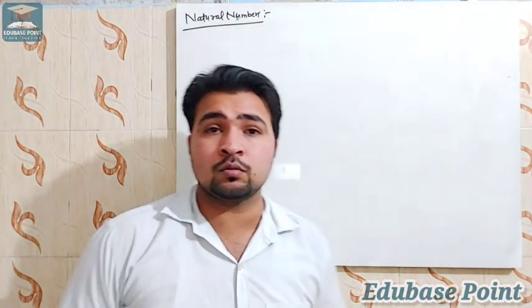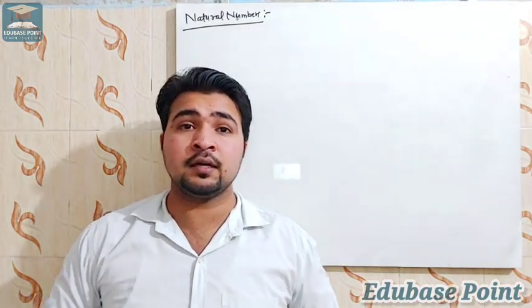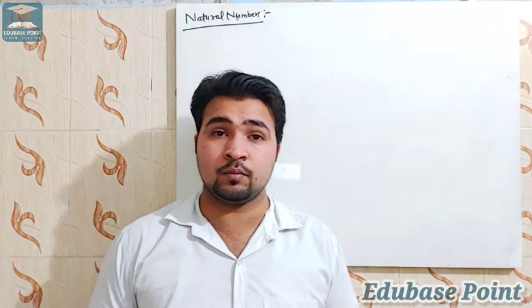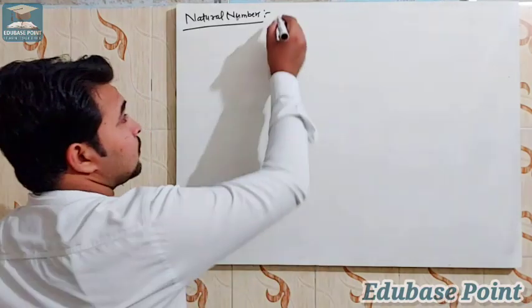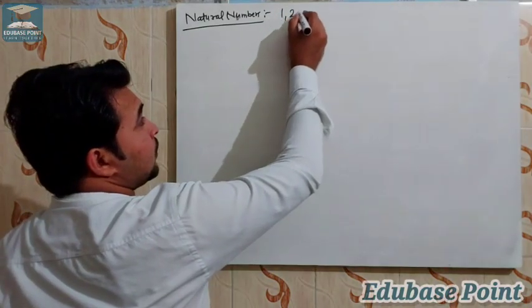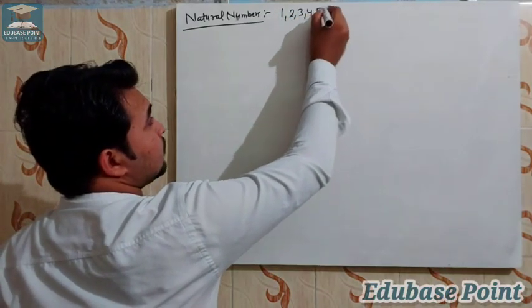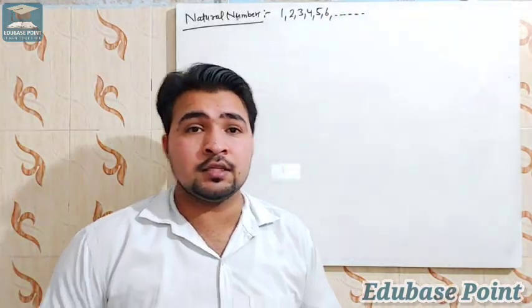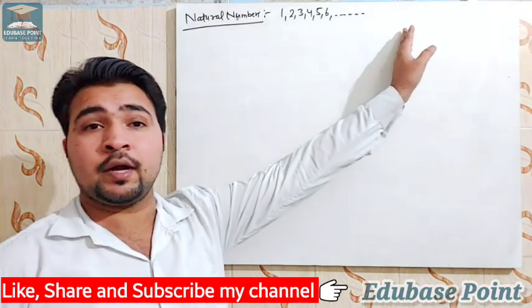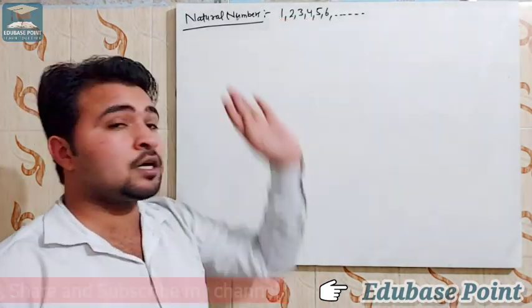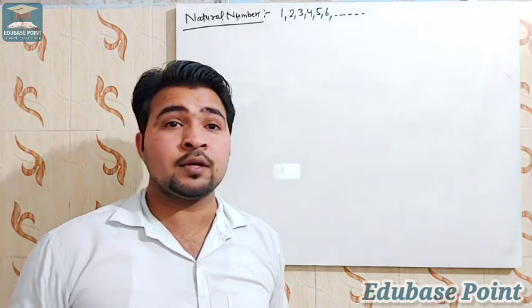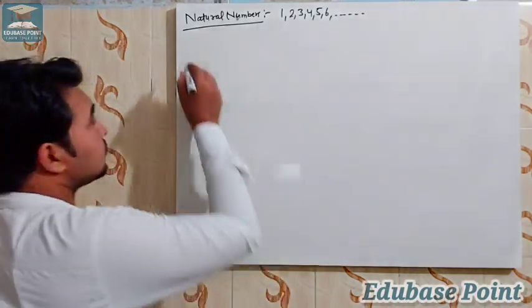Natural numbers. Simply, we can call them the numbers which start from 1 and there is no end to these numbers. For example, 1, 2, 3, 4, 5, 6 and so on. Here you can see that these numbers have no end and they start from 1. Okay, so now the next number is whole number.